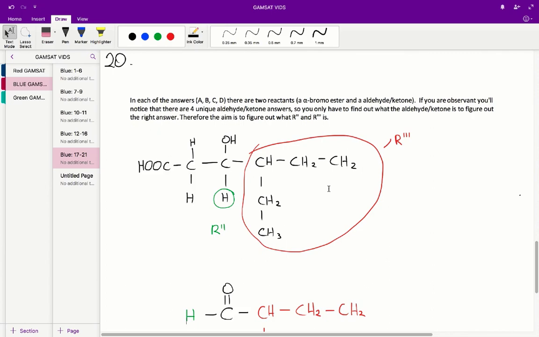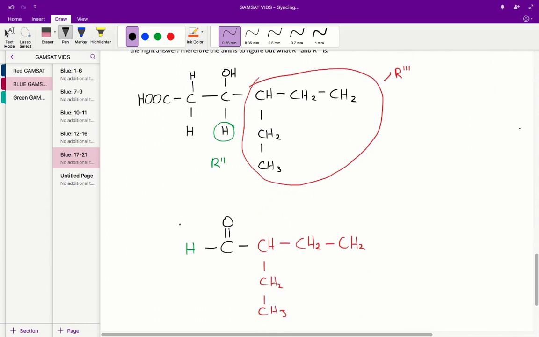So for question 20, we are asked to find out the two reactants for the compound 3-hydroxy-4-ethylhexanoic acid as the product. Well, for reasons described in the text I've written down, we can shorten our search by a lot by just figuring out what R double dash and R triple dash is. So I've included here the structural formula of 3-hydroxy-4-ethylhexanoic acid. This is what it looks like. And I've highlighted what the R double dash and the R triple dash groups are.